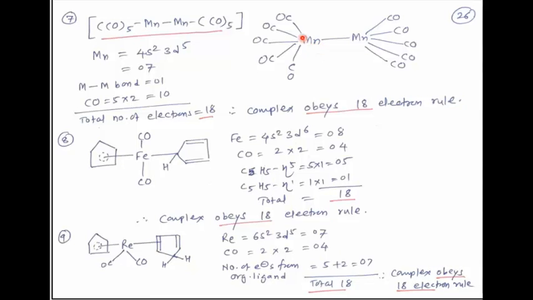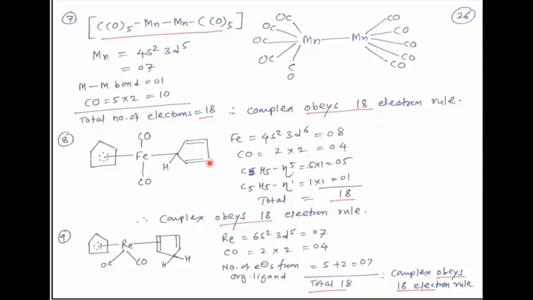So manganese is attached with 5 carbonyls. The second manganese is also attached to 5 carbonyls. Remember well. Manganese configuration we have discussed, 7 electrons are present from manganese. 1 metal-metal bond is present, therefore consider 1 electron. Rule number 3. Carbonyls are 5 in number, therefore they donate 10 electrons, and hence the total number of electrons is 18. The complex obeys the 18 electron rule.